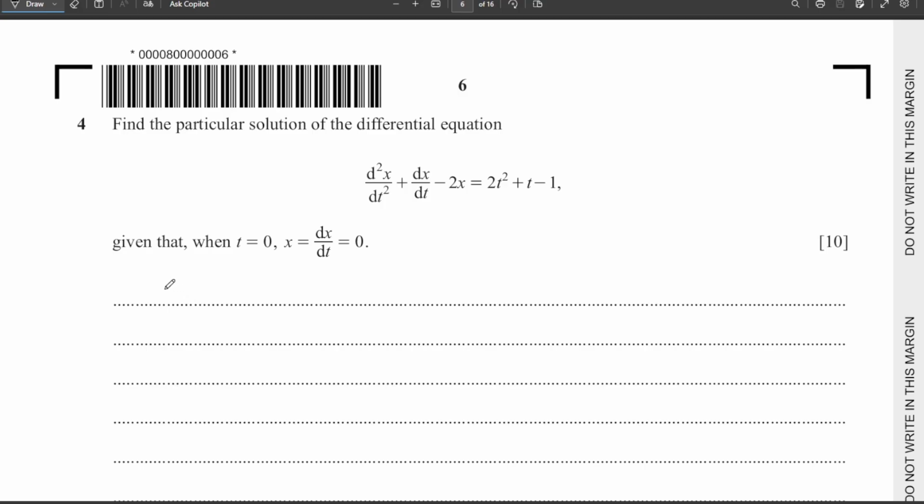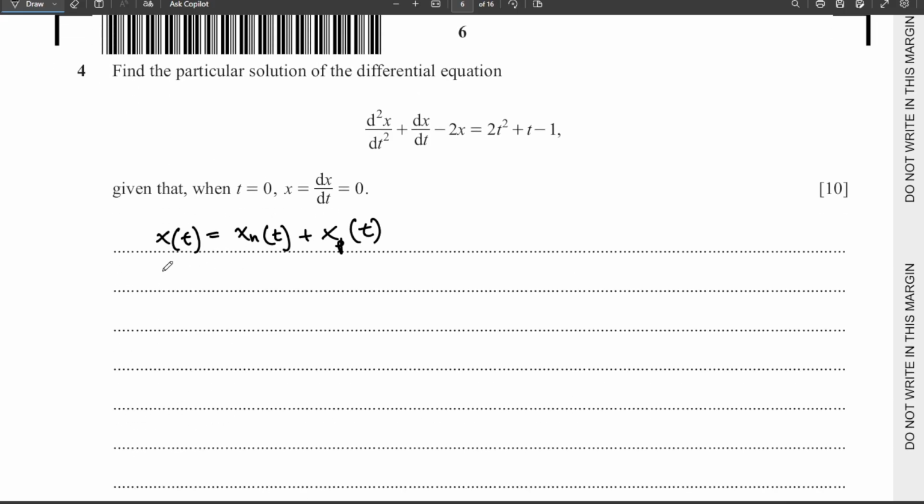The solution is given by the form x(t) as the sum of the homogeneous solution and the particular solution. This is what we call the superposition principle. So we have to find each of these homogeneous and particular parts. Let's do the homogeneous part first.